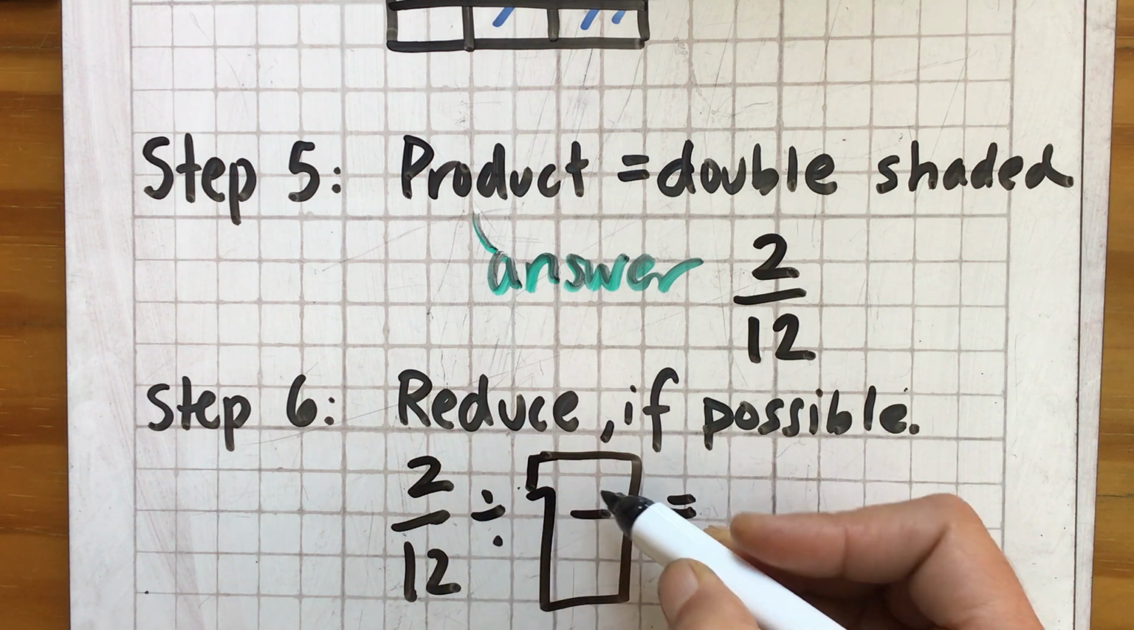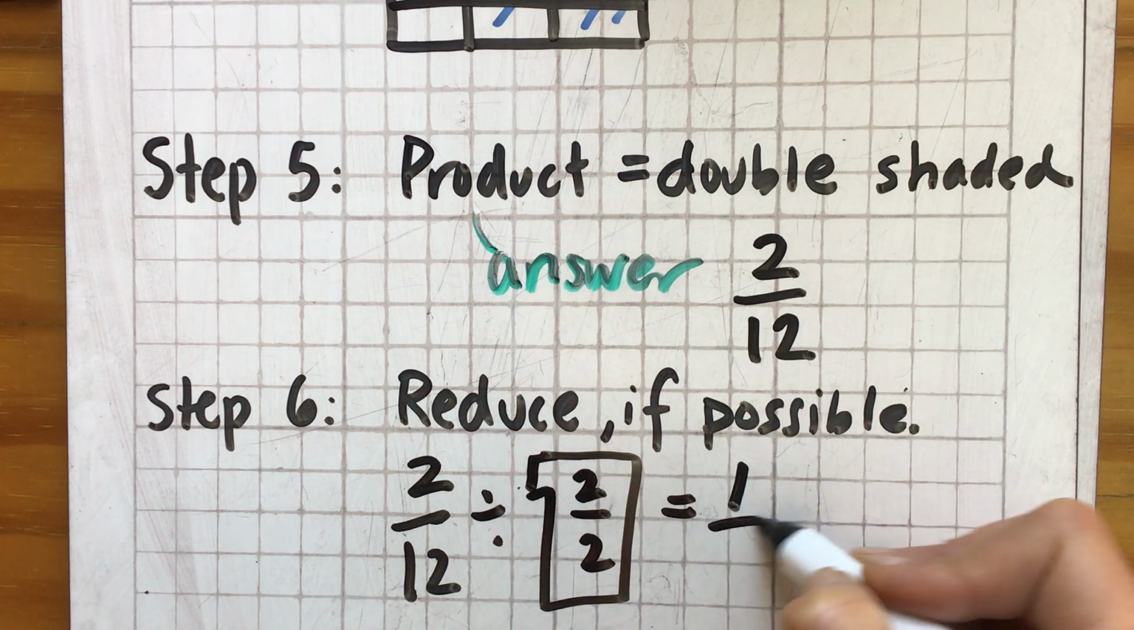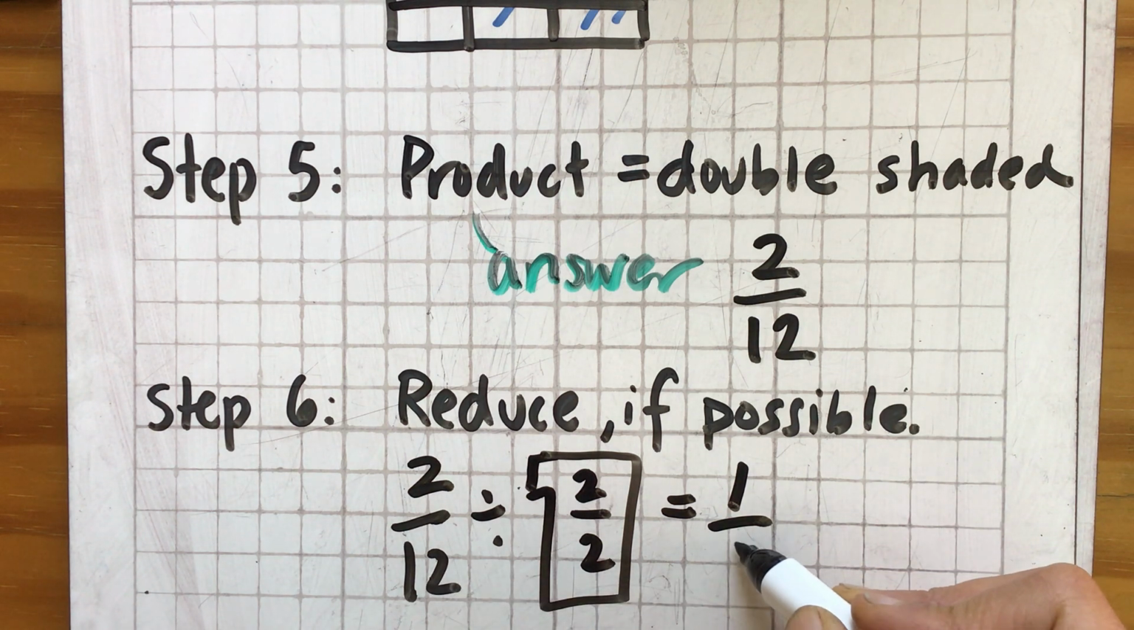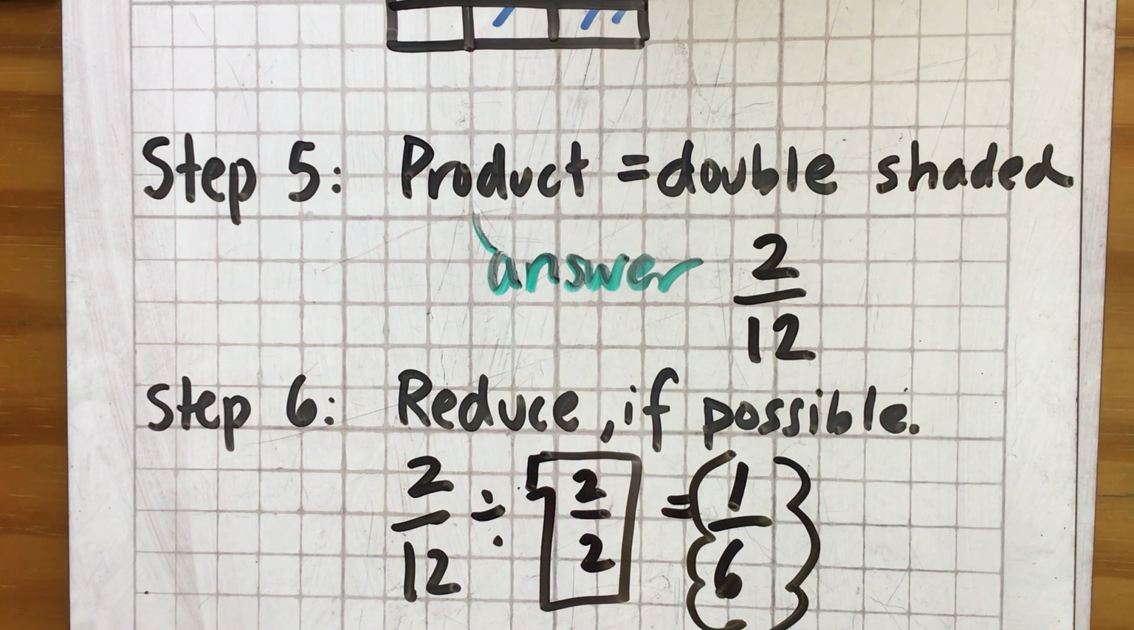And the factor that I see that goes into both of those is 2. So 2 divided by 2 is 1. 12 divided by 2 is 6. So my final answer is 1/6.